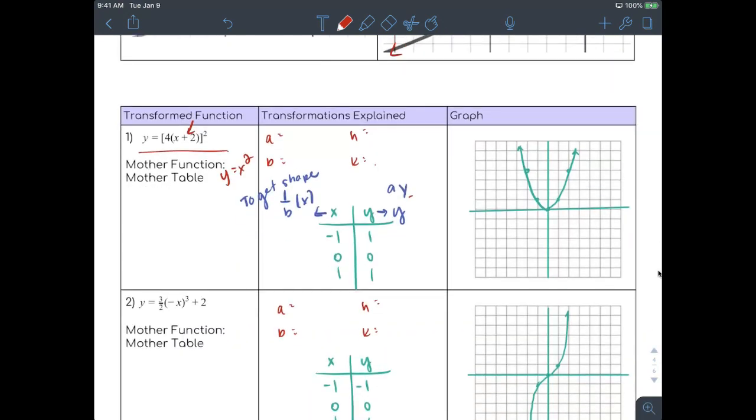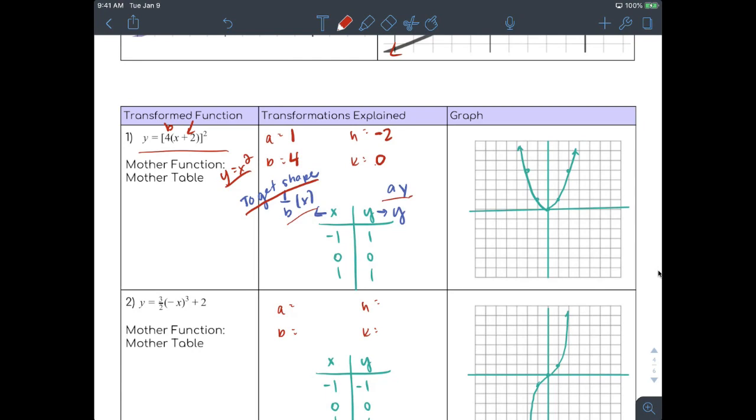I started this one. So 4 times x plus 2, squared. The mother function is x squared. My a value is 1. My b value, right here, is 4. My h value is negative 2. And my k value is 0. So to get this shape, what I do is I take the mother function table and then I multiply the y by my vertical stretch. So a times y here, and my x times my 1 over b times x.